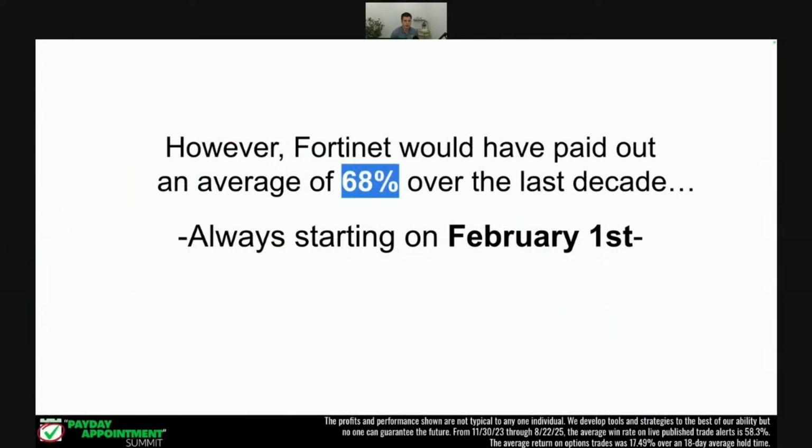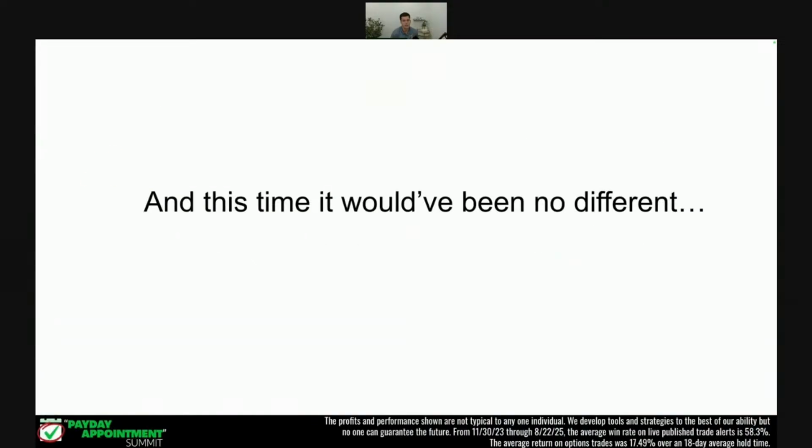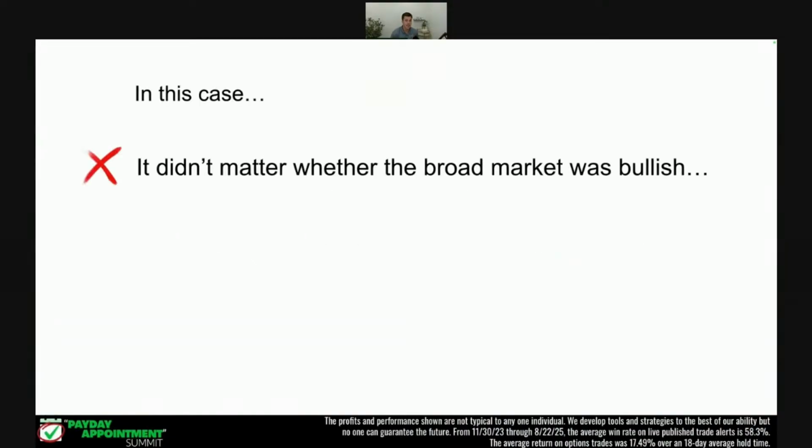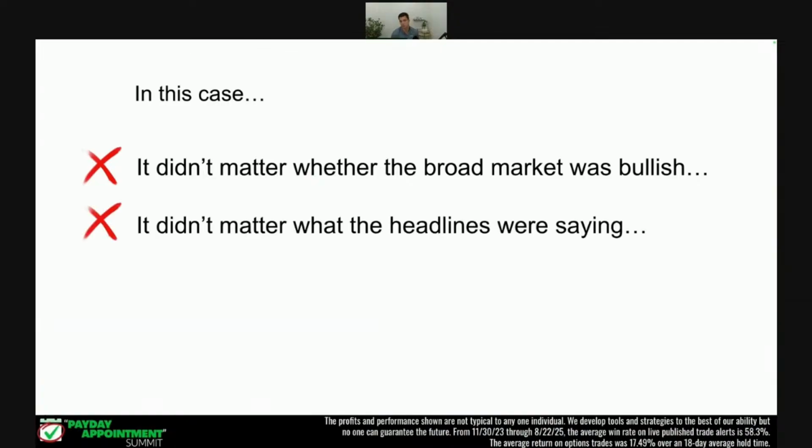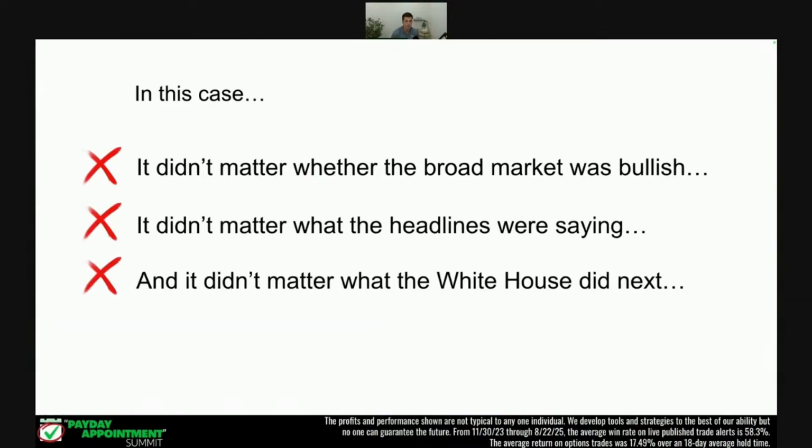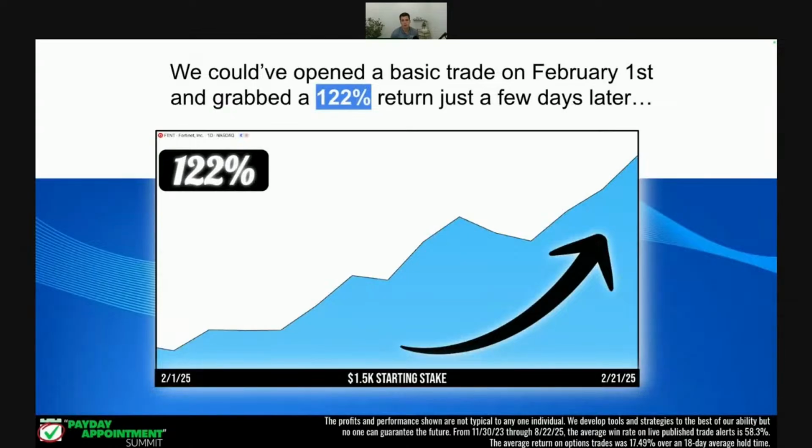However, Fortinet paid out every year, an average of 68% over the last decade, always starting on February 1st. And this time it would have been no different. In this case, it didn't matter whether the broad market was bullish, it didn't matter what the headlines were saying, it didn't matter what the White House did next. We could have opened a basic options trade on February 21st and grabbed a 122% return just a few days later.